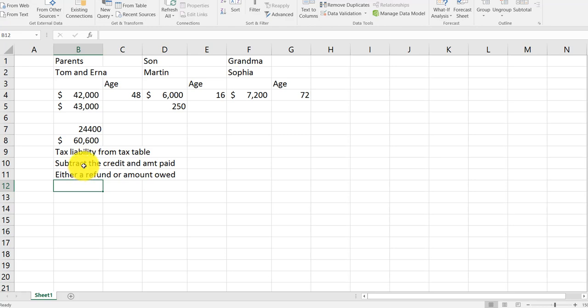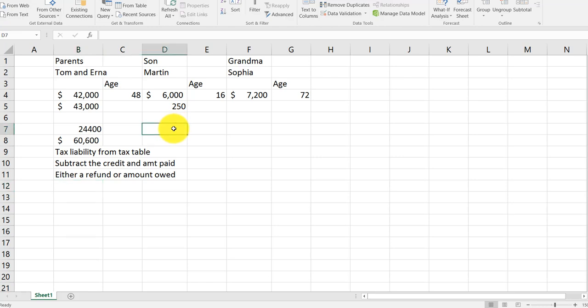It would affect the credit down here, because the child tax credit is only available if someone is their dependent. But it does not change the standard deduction, and it doesn't affect how you look up the amount that they owe, any of that type of thing. So son Martin is going to have his own tax return.